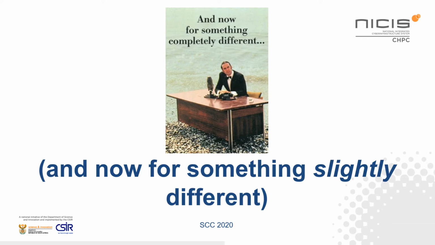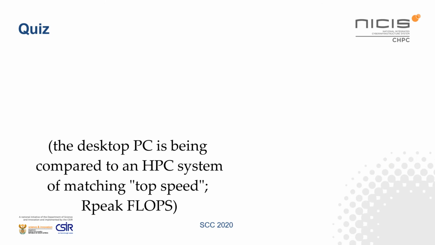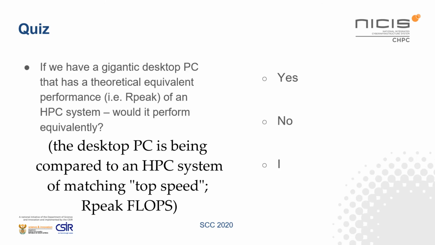For all of these examples, any activity being performed by a person is an equivalent of a processing element in a CPU. Time for a quick quiz. If we were to have a gigantic desktop PC that had a theoretical equivalent performance, think R peak, of an HPC system, would it perform equivalently? And your options are yes, no, it depends. Actually, it's not even possible.